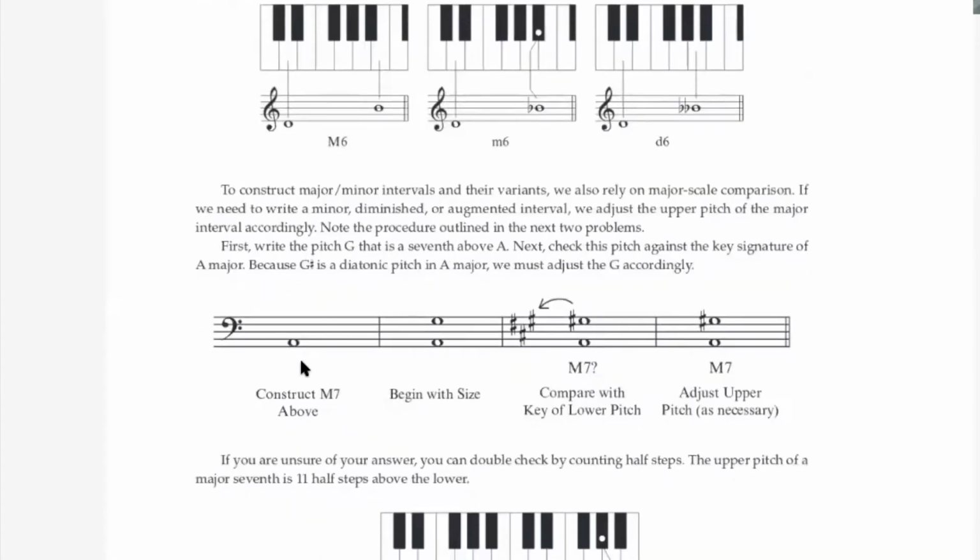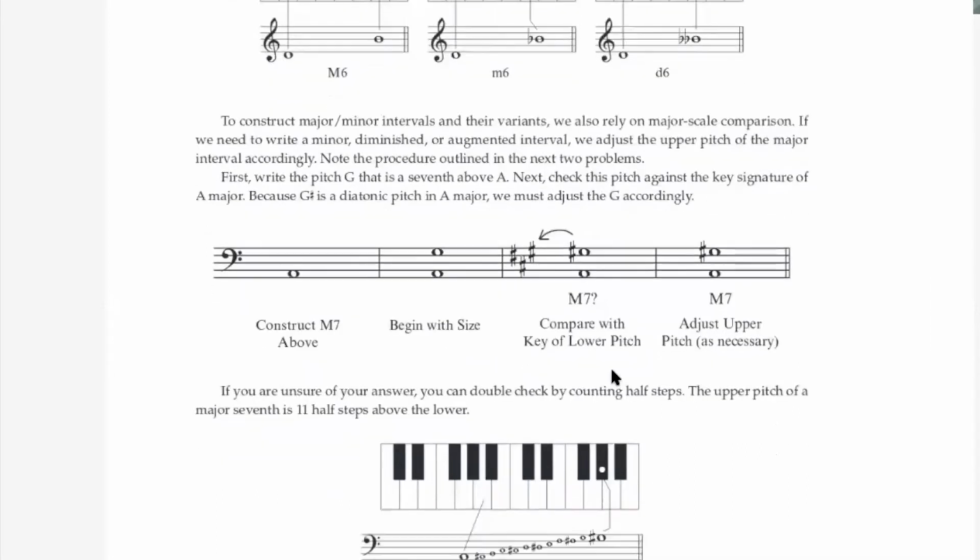In this one, they want a major seventh above A. 7 notes above, A, B, C, D, E, F, G. The answer is G something. What's the key signature for A major? Well, it's 3 sharps, F sharp, C sharp, and G sharp, and we're looking for G sharp here. That goes there, and then that's the answer. A to G sharp is a major seventh. Remember, don't change the bottom note. That's the given. We're looking for the top note there.